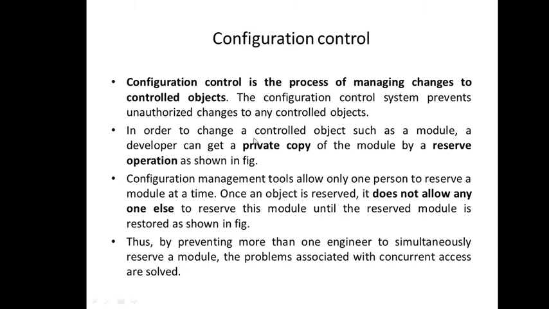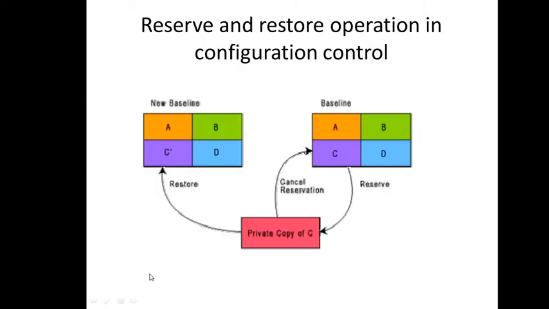right? In order to change a controlled object such as a module, a developer can get a private copy of the module by a reserve operation, right? Simply, we'll come to this figure now, where this entire change is being represented. The document in which we are supposed to make a change is called a baseline document. So if I'm saying we are making a change in SRS version 2.0, which we have identified, that will currently be known as a baseline document.